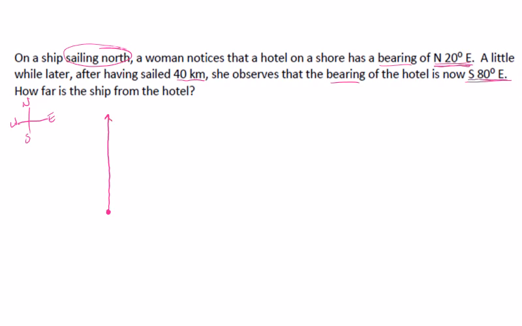Okay. Next, it says that a woman notices that a hotel on a shore has a bearing of north 20 degrees east. So when I'm doing this, I don't even try to put a point for the hotel. At this point here, I just make a small north, south, east, and west. And we're going to go north 20 degrees to the east. So 20 degrees to the east seems like that, and all I'm going to do is draw a line on. I'll talk about why I do that in a second.